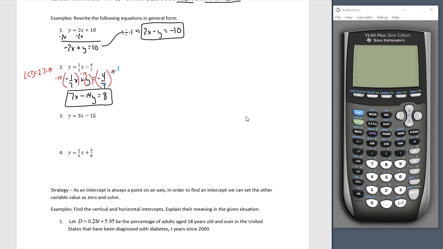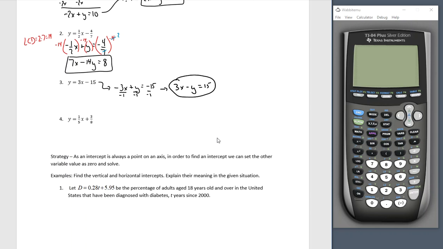All right. It seems like all of my problems are kind of the same form, so I'm going to subtract 3x. I'm going to divide everything by -1 to get 3x minus y equals 15. And this last one, I want you to hit pause and give this one a try on your own. Like seriously, it's 4 minutes, hit pause. Now that you're back, let's see how your answer looks compared to mine.